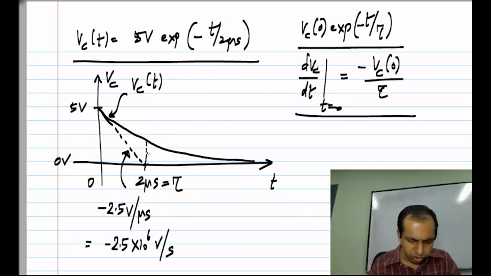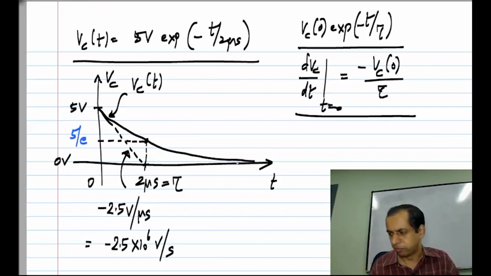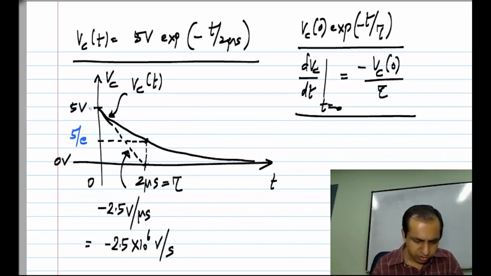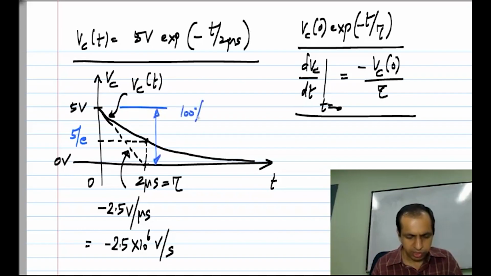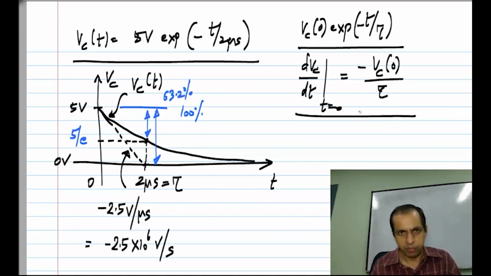And at t equals tau, if you look at the voltage, you will be easily able to calculate that this is Vc of 0 by e, where e is the natural exponent. And in general, if you call this 100% or unity, wherever it starts from, then you draw a tangent, it hits the 0 line at t equals tau, and you will see that it would have fallen by 63.2% over one time constant. And you can continue this.